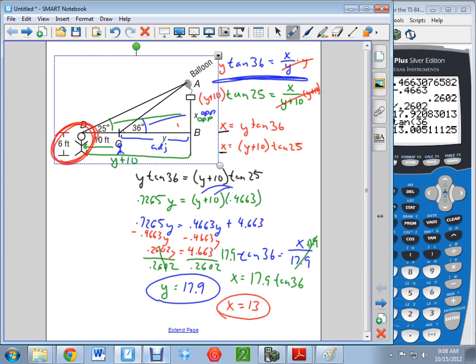X is 13, that's good, but that's not how high the balloon is because I am 6 feet tall, and that's where my measurement should start from. That means the balloon's height should be 19 feet because I am 6 feet and x was 13 feet. So the balloon is 19 feet in the air.